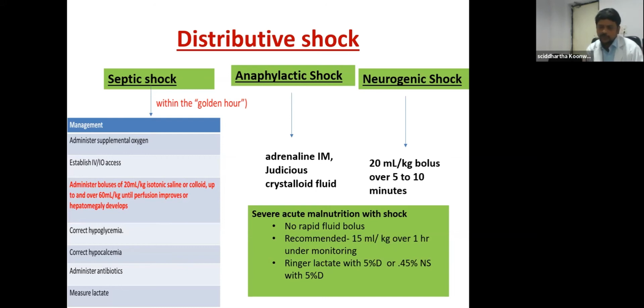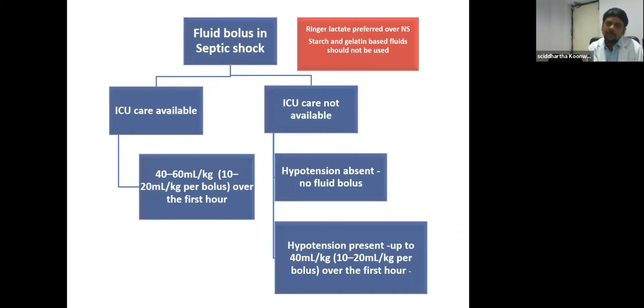The fluid of choice in severe acute malnutrition is either Ringer lactate with 5% dextrose or 0.45% normal saline with 5% dextrose. Now the amount of fluid that could be given in a patient of shock depends on whether we have ICU care available or not. If we have ICU care available and could monitor for any fluid overload, then we could give fluid boluses up to 40 to 60 ml per kg, with 10 to 20 ml per kg per bolus, over the initial 1 hour.